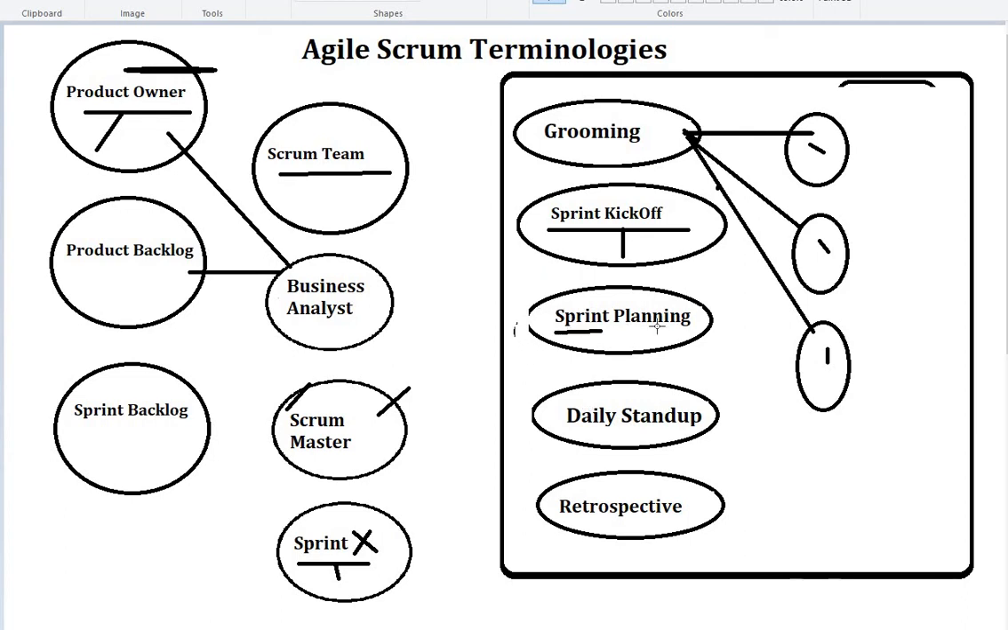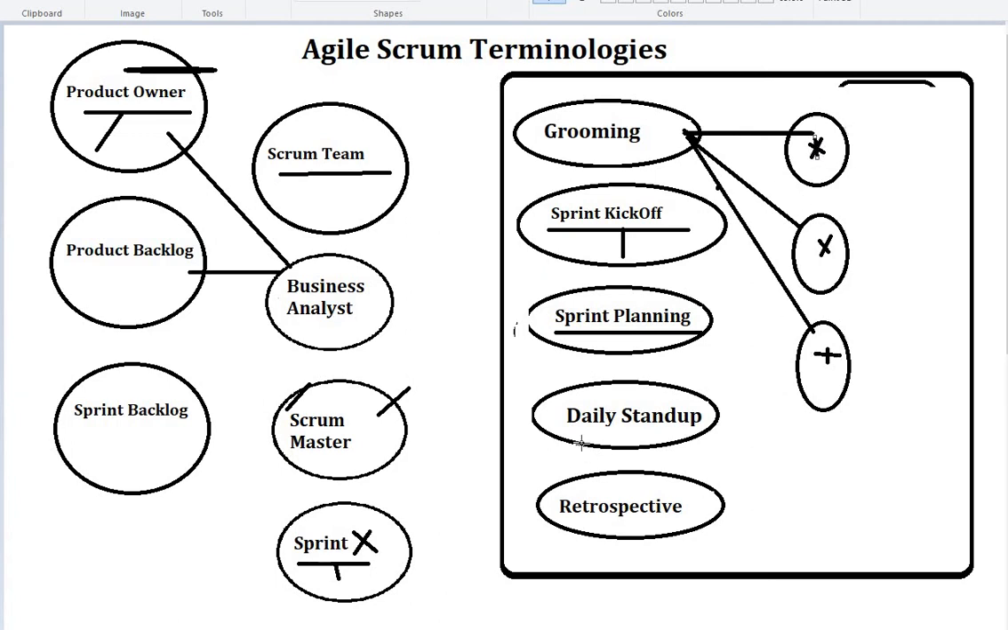What is sprint planning? Sprint planning is detail-level tasking, where you go into details about how you are going to deliver. The developers define their sprint tasks. Based on those tasks, you talk about capacity planning, and based on the capacity planning, you define which user stories you are actually going to deliver.